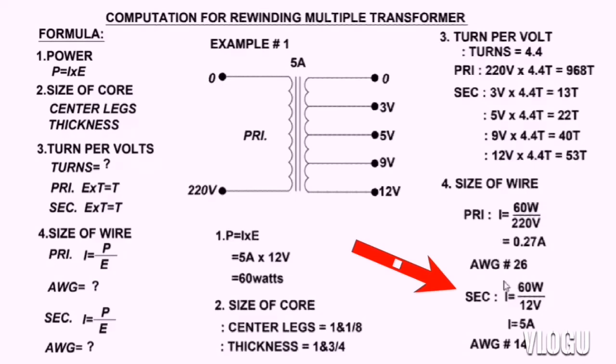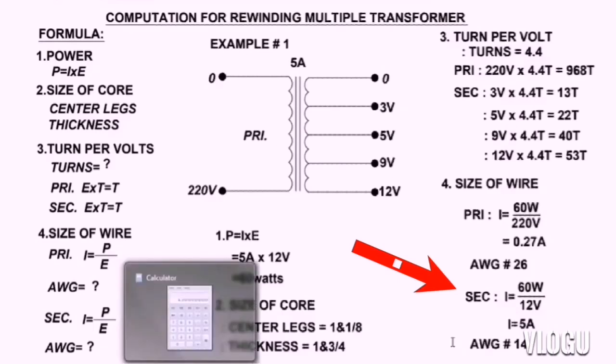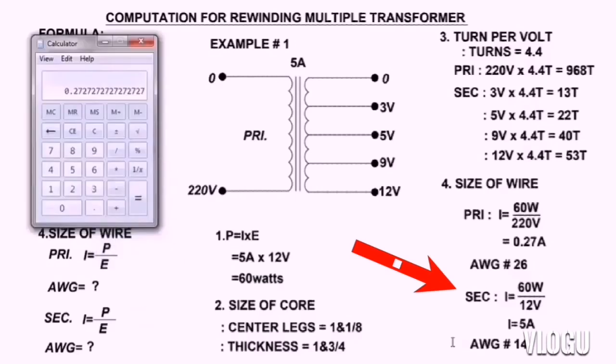And let us proceed to our secondary. Let's calculate the secondary ampere. Our power is 60 watts, divided by the maximum voltage, 12 volts, which is equal to 5 amperes. Our secondary ampere is 5 amperes. Then we get the number of wire.